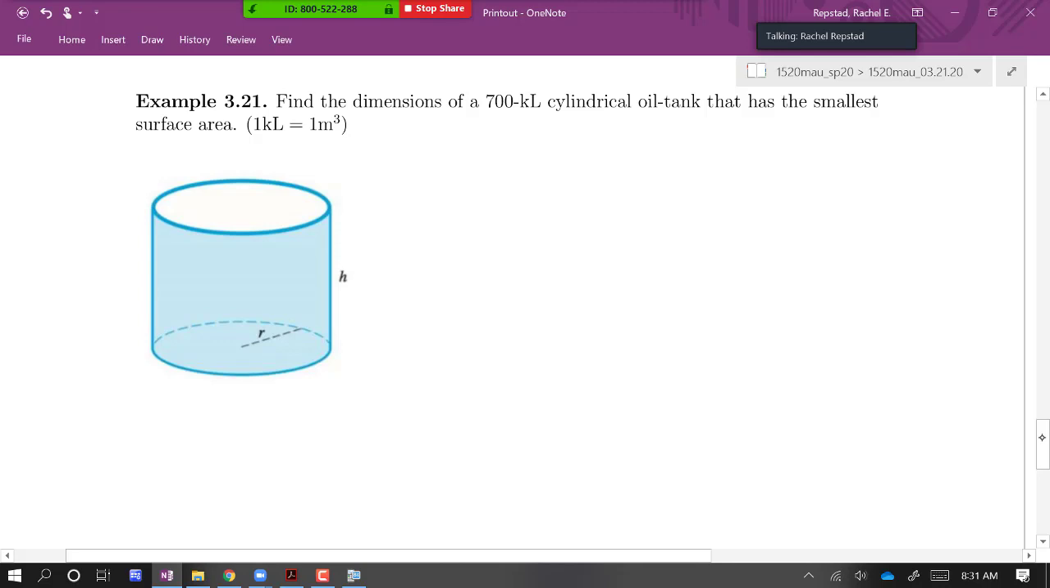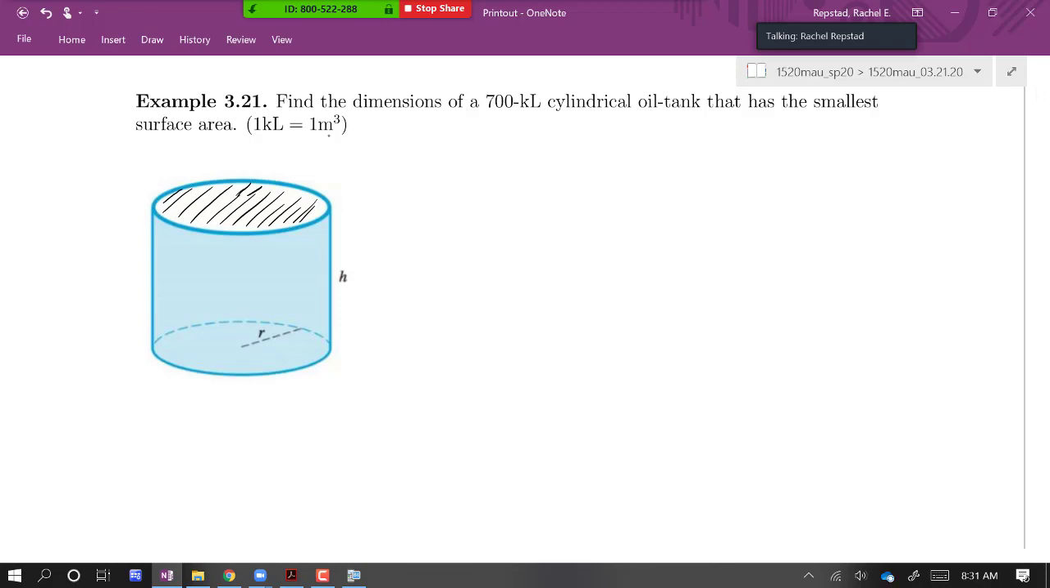We want to find the dimensions of a 700 kiloliter cylindrical oil tank that has the smallest surface area. Okay. So I'm going to go ahead and assume, I mean, it's drawn in a particular way. I don't really understand. This is an oil tank, right? I'm going to assume that it's closed at the top. It doesn't really make sense that there would be an oil tank that's just sitting open. So I'm assuming that this cylindrical oil tank has a top, which contributes to the surface area.